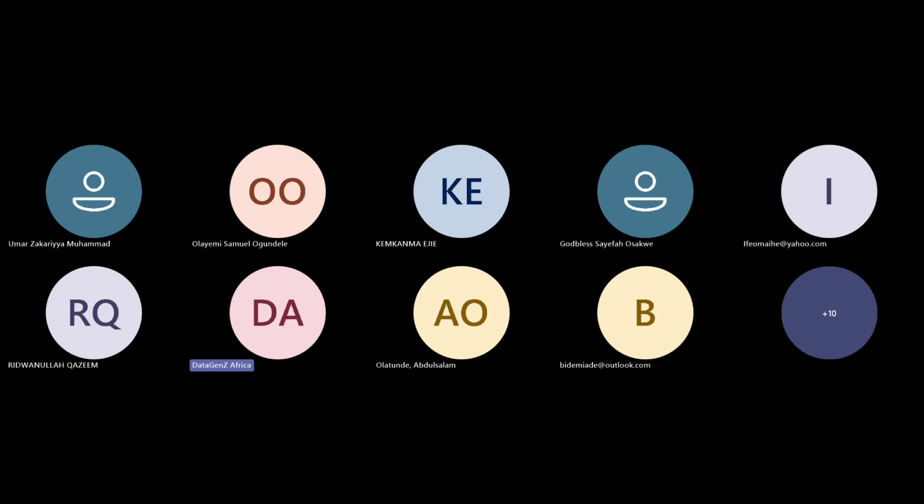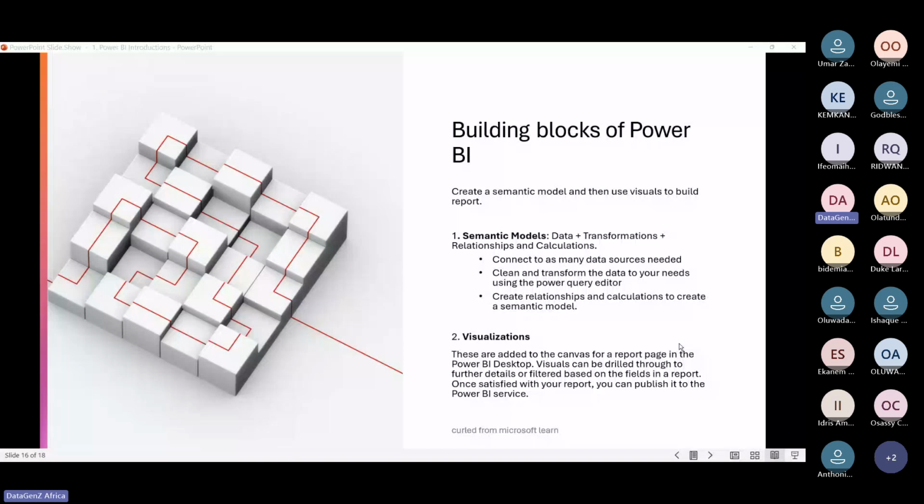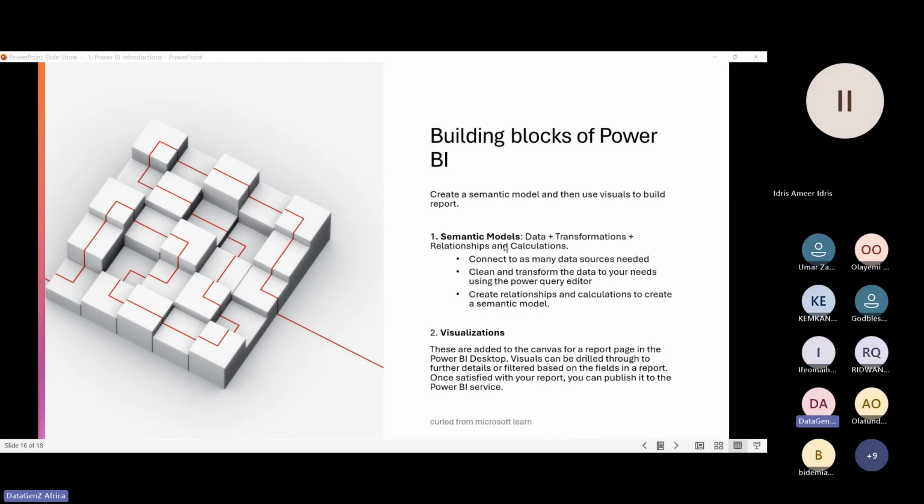Okay, so the building blocks of Power BI are the semantic model and visualizations. What you do in semantic modeling is connect to as many data sources as you need. You can connect to Microsoft SQL Server, to different databases, through Excel, through CSV. Having connected to the data source, you can also clean and transform your data to your needs using the Power Query editor.